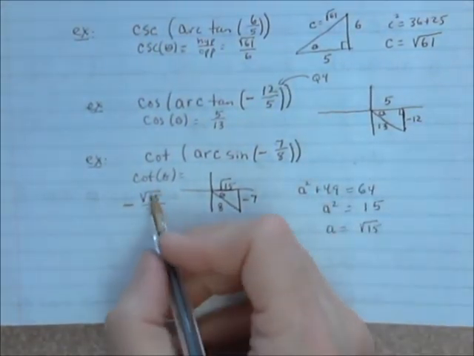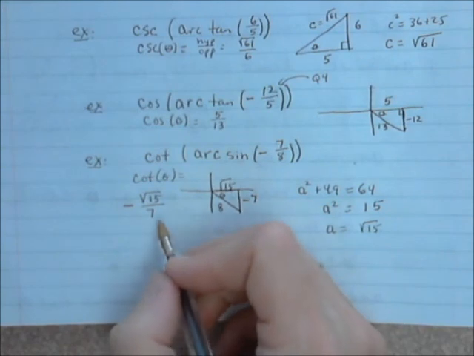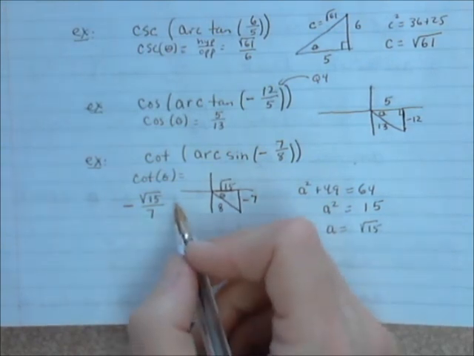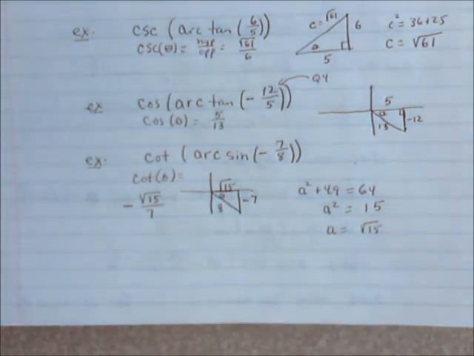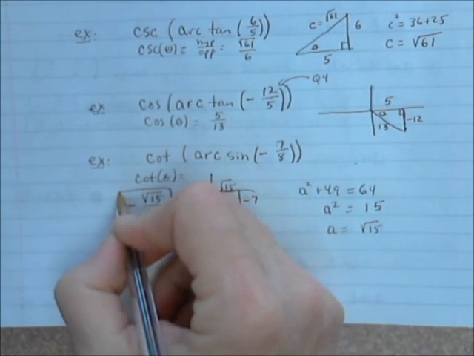If you happen to get a square root in the denominator of your fraction, you can go ahead and rationalize the denominator if you want. But I'm not a real big fan of rationalizing a denominator, so I don't think it's completely necessary to do that. So here's your final answer for that.